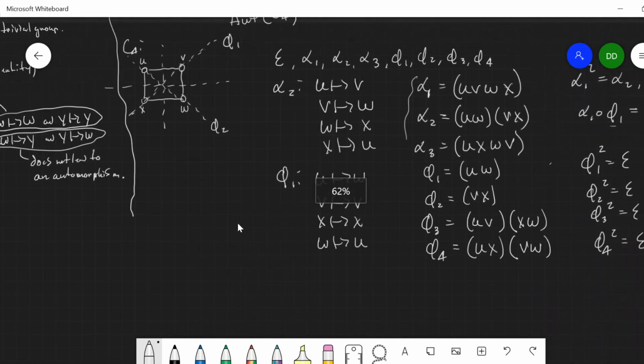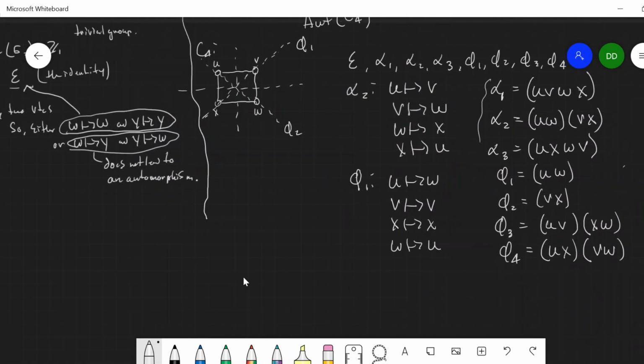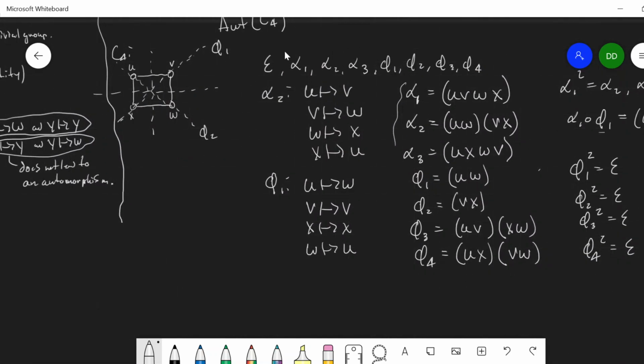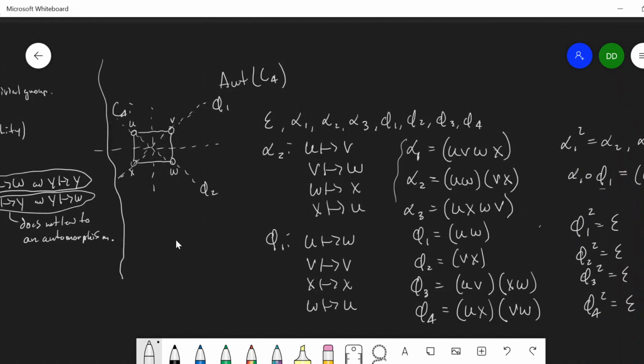Anyway, you can check all of the compositions. You could do one of these Cayley diagrams if you want to do this completely. What you'll see is that this is really the group, and this is a known group. This is a dihedral group. So this is isomorphic to, what does our book use? D4, D8. So this is D4, the dihedral group of order 8.